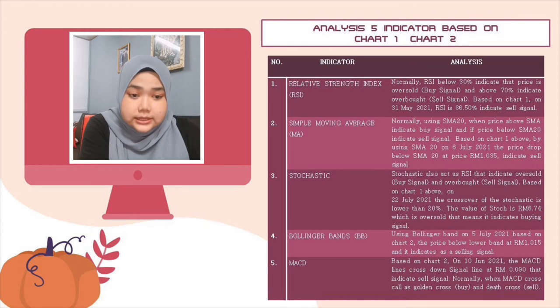The next one is Bollinger Band. Using Bollinger Band on 5th July 2021, based on chart number 2, the price is below the lower band at RM1.050 and it indicates a selling signal. And the last one is based on chart number 2 on 10th July 2021. The MACD line crosses down the signal line at 0.090, which indicates a sell signal. Normally when MACD crosses up it is called a golden cross, a buy, and a death cross is a sell.